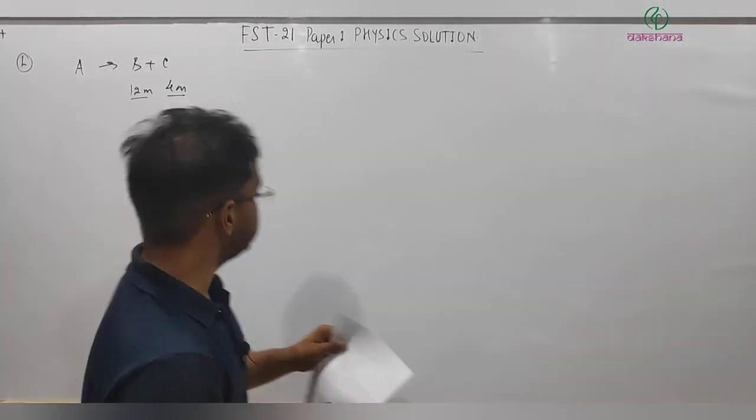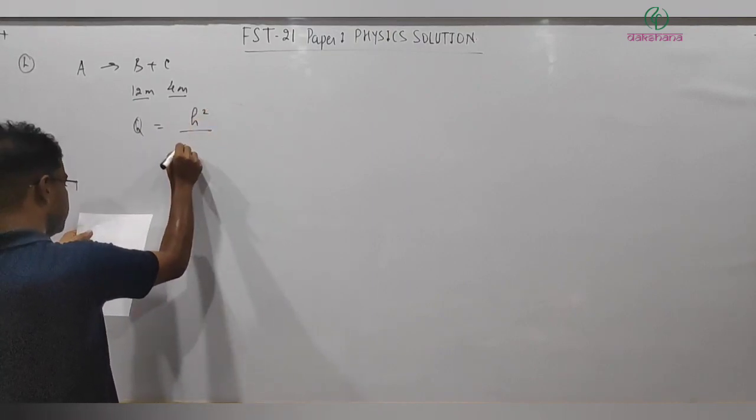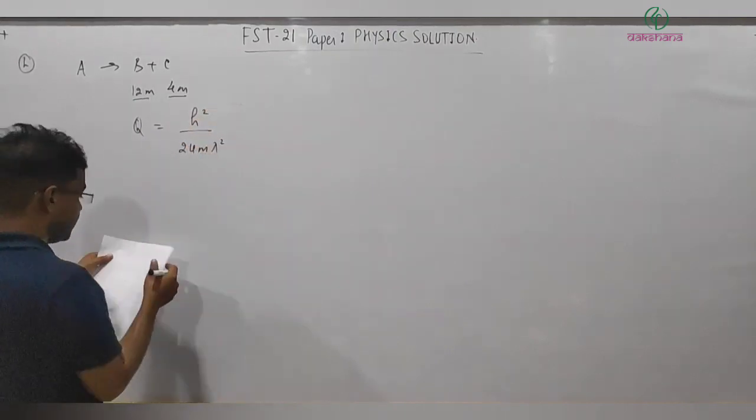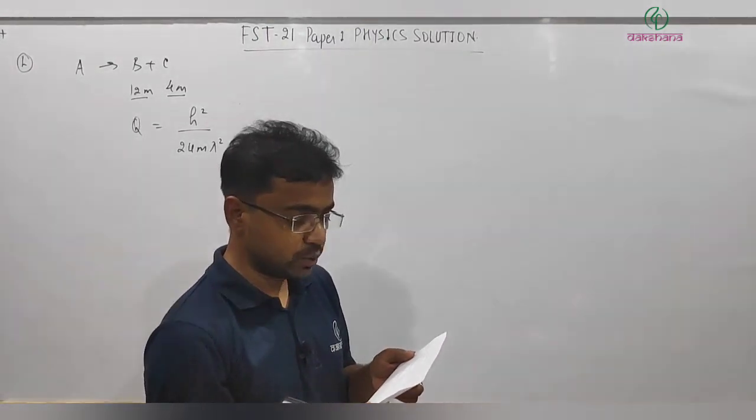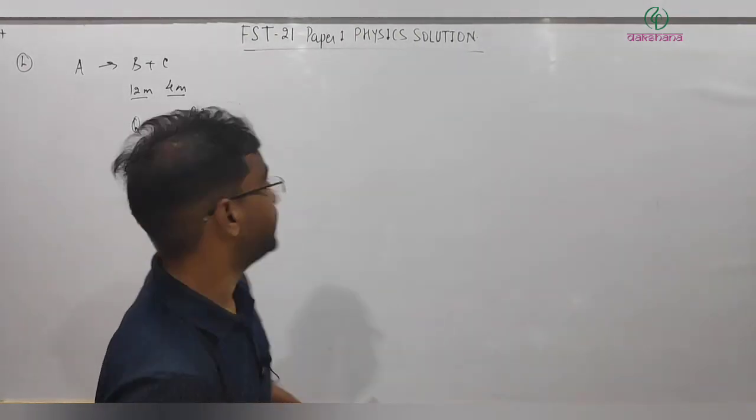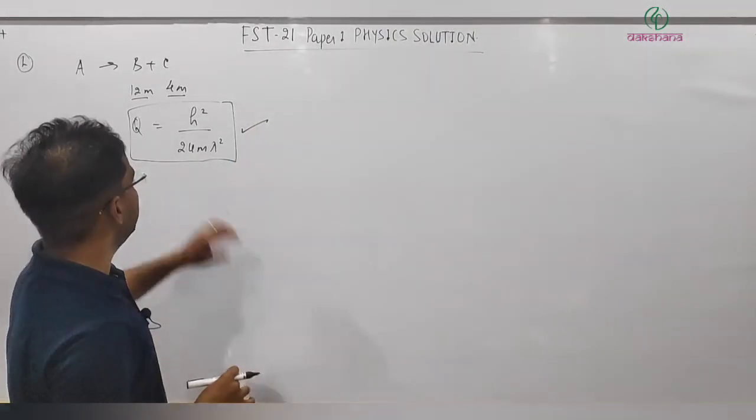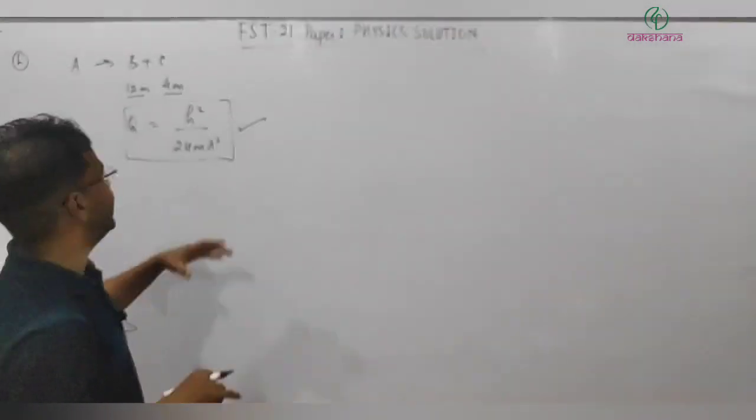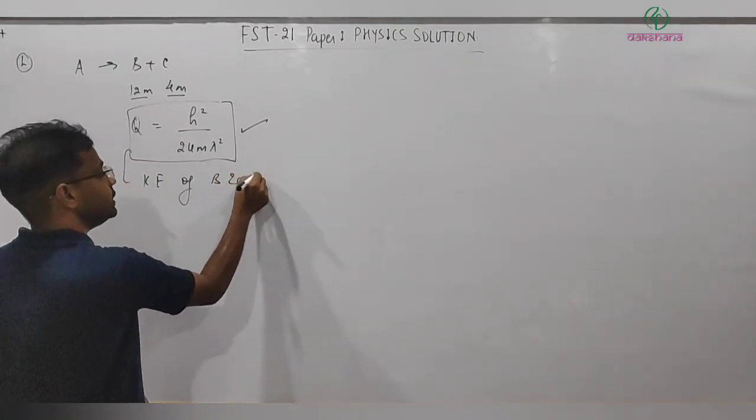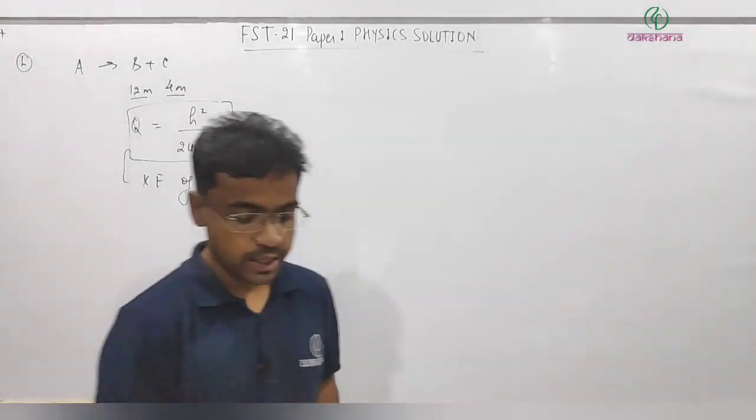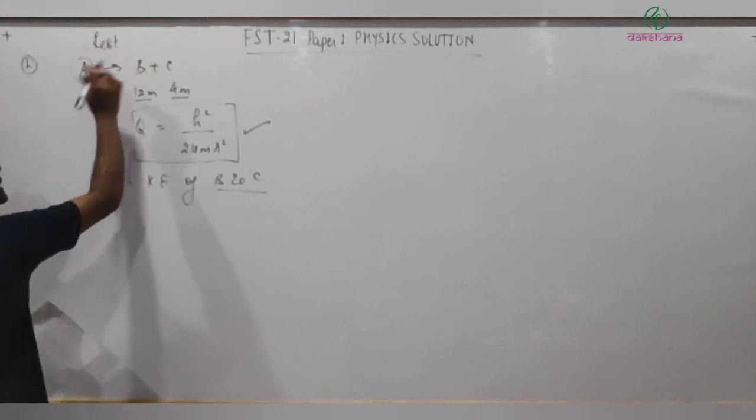The Q value of the reaction is also given, as h square divided by 24m lambda square. The energy liberated in the reaction is completely imparted to the products B and C as kinetic energy. So this energy is liberated in the form of kinetic energy of B and C. It is also mentioned that A is at rest initially and disintegrating into B and C.